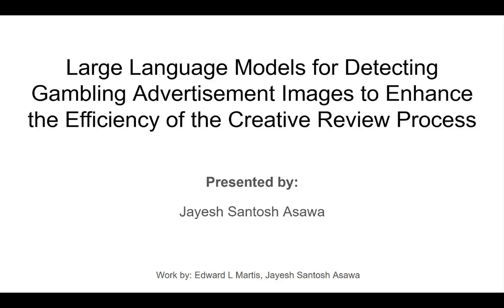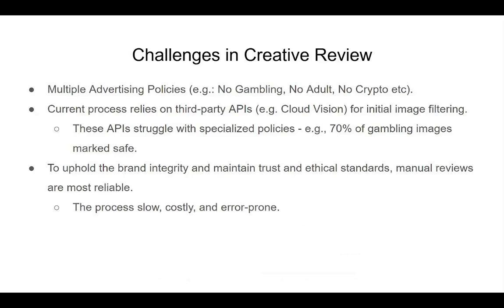This is the presentation on our paper titled Large Language Models for Detecting the Gambling Advertisement Images to Enhance the Efficiency of the Creative Review Process. To uphold integrity and brand trustworthiness, the ad platforms have strict policies like no gambling, no adult content, no crypto, etc. The current process depends on third-party APIs like Cloud Vision for initial filtering and also on manual review. Based on our analysis, around 70% of gambling ads were marked safe in our test from the third-party APIs, and manual review, although reliable, is slow, costly, and error-prone.